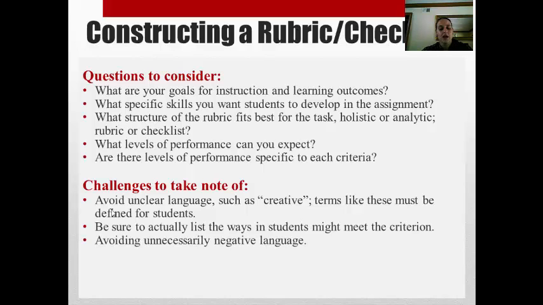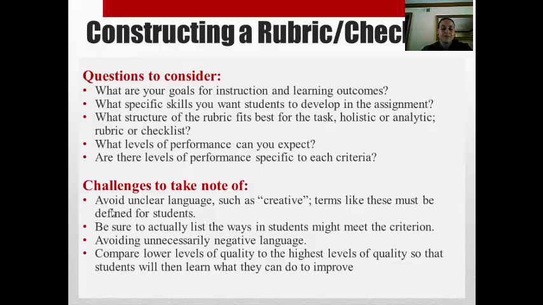You don't want to say, if you have a scale that goes from 1 to 6, with 5, 6 being the highest, right? 5 should not be, did not do X, and that's the reason why they didn't get 6, right? 5 should actually describe all the things that they did right, but some of the ways in which they need to improve, perhaps. You also need to compare lower levels of quality to highest levels of quality so that students will understand what they need to do to improve.